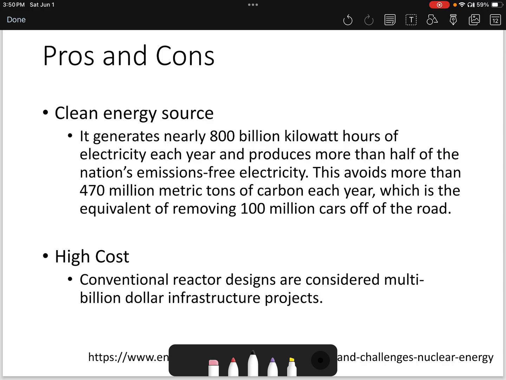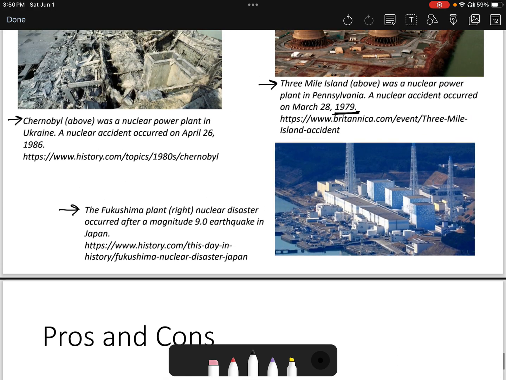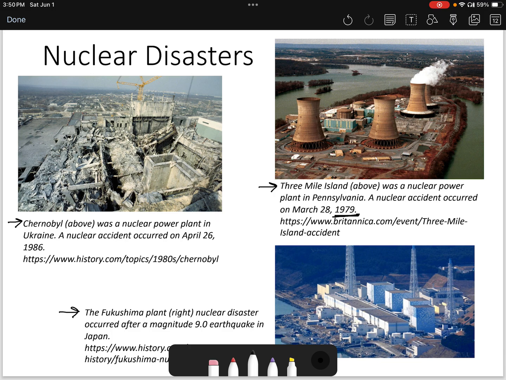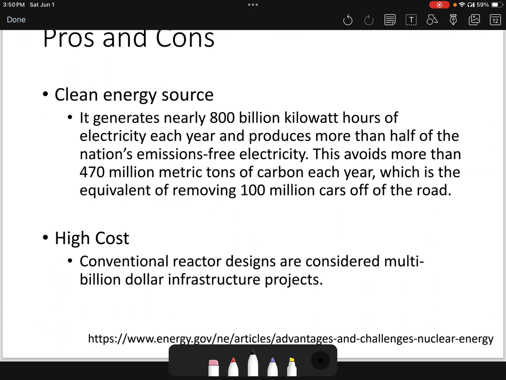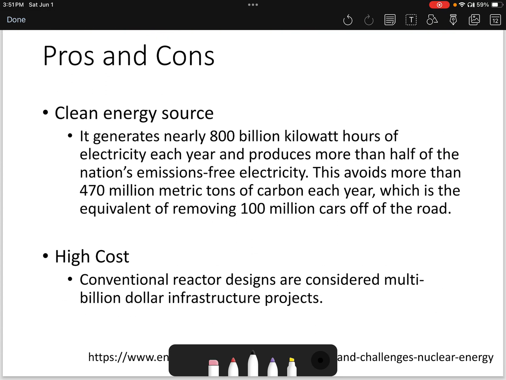But there is a high cost. Conventional reactor designs are actually multi-billion dollar projects. So, there's a trade-off there. And, if something goes wrong, it could be pretty scary for people living nearby. And there can be some pretty harmful effects like cancer and other effects. So, yeah, just sort of an interesting debate. Is it worth using that energy and having that energy, or are the costs too great?